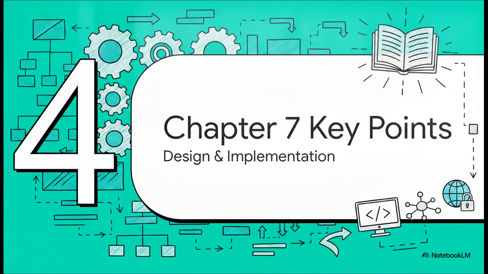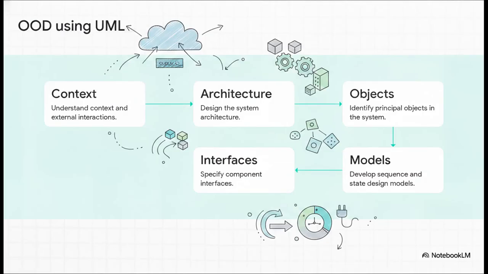Moving on to Section 4, Chapter 7, Key Points. Let's pull back for a second and recap everything we've learned in Chapter 7, just to build a complete picture of design and implementation for your upcoming test. First, recall our deep dive into object-oriented design using the Unified Modeling Language, or UML. There are 5 crucial stages you need to remember here. Stage 1, understanding the context and external interactions. Stage 2, designing the system architecture. Stage 3, identifying the principal object classes. Stage 4, developing specific design models like structural or dynamic sequence and state models. And finally, Stage 5, specifying the interfaces so all those components can properly communicate.